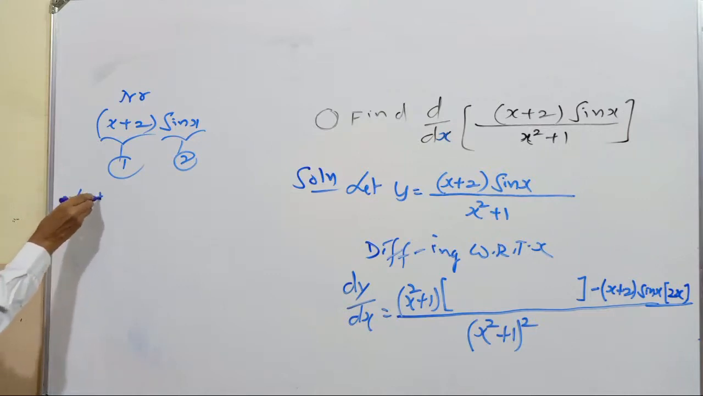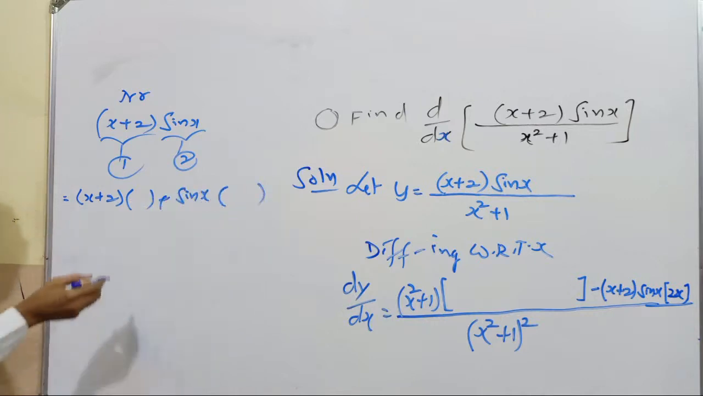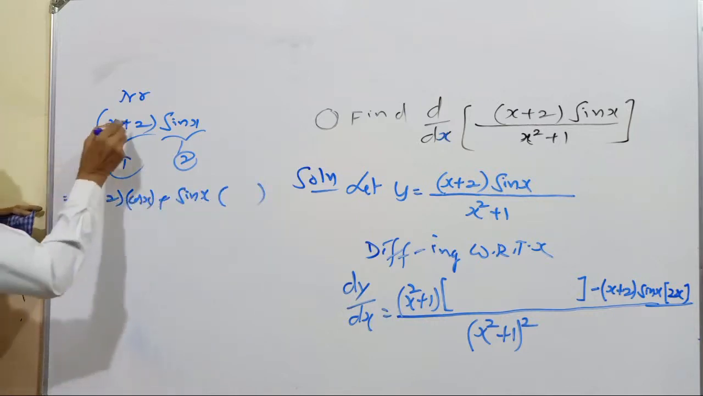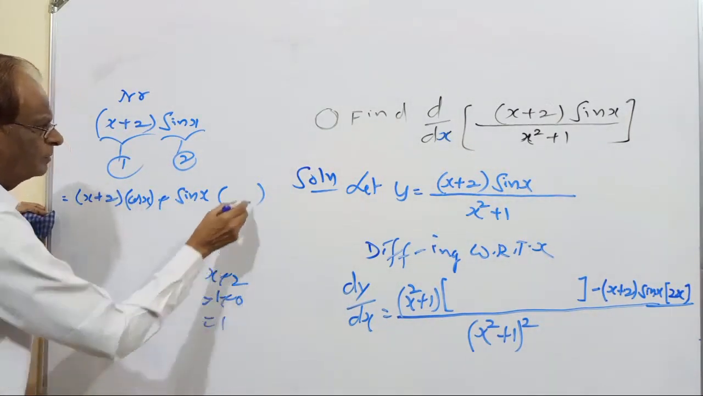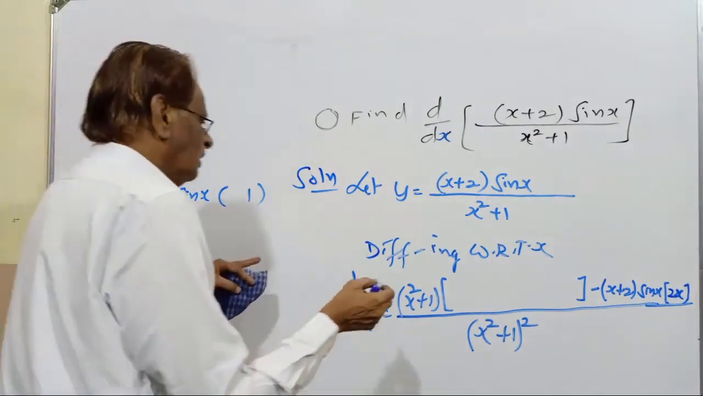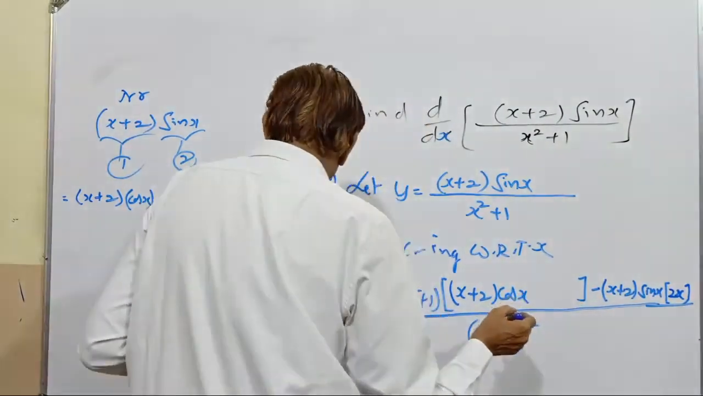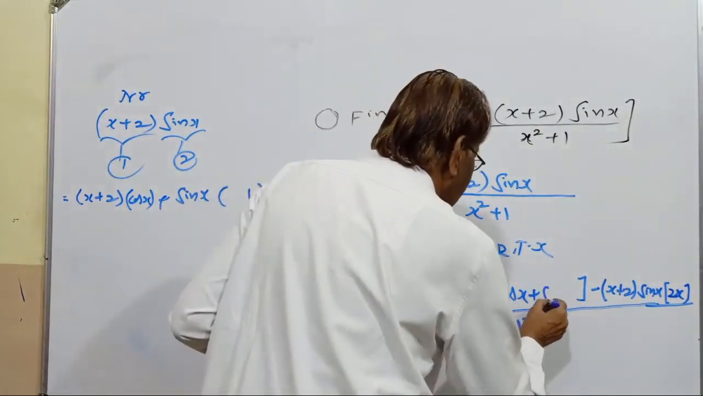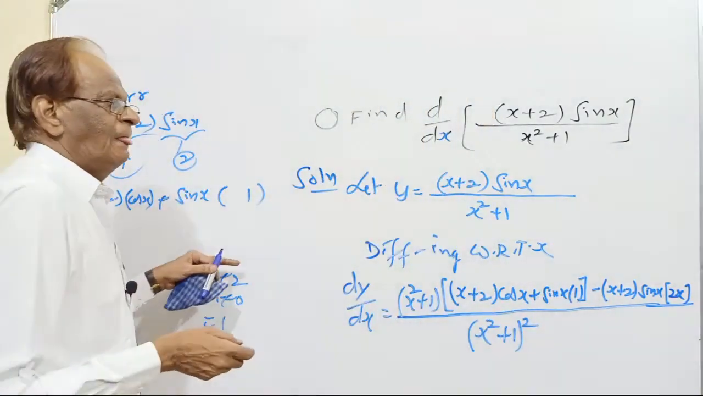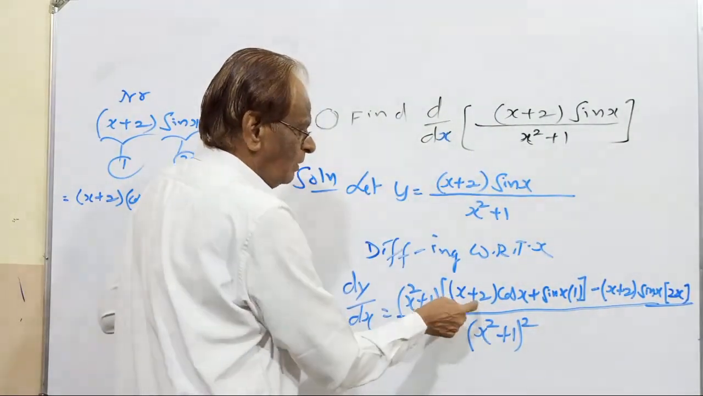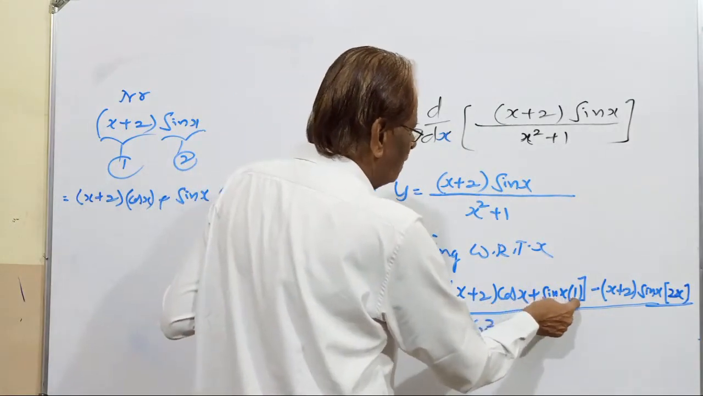In the product rule: first as it is, differentiate second; second as it is, differentiate first. Differentiation of sin x is cos x, and differentiation of x plus 2 is 1. So this is (x plus 2) cos x plus sin x into 1: bracket as it is, differentiate sin x, plus sin x as it is, differentiate the bracket x plus 2.